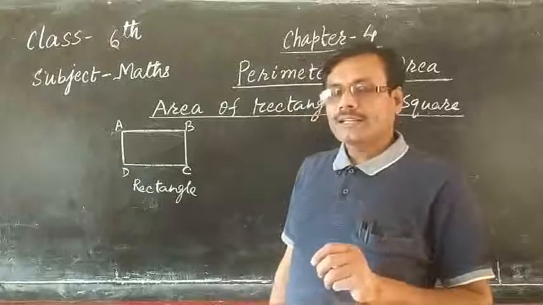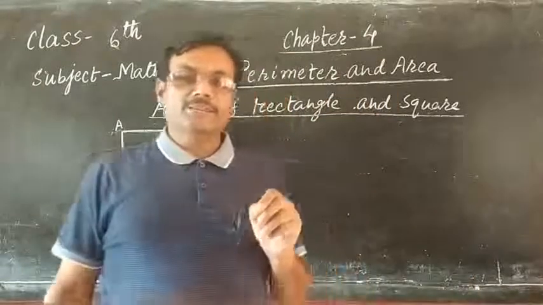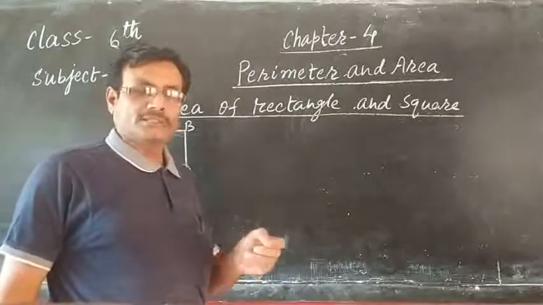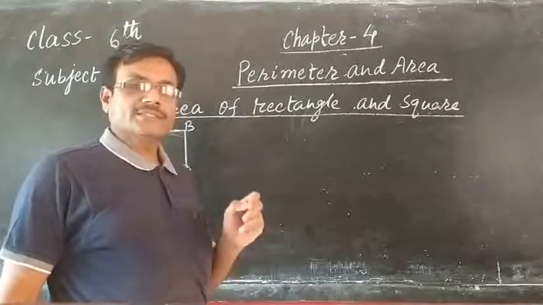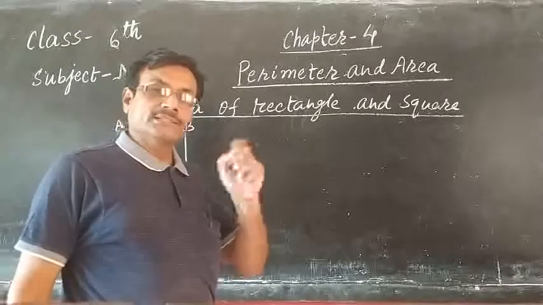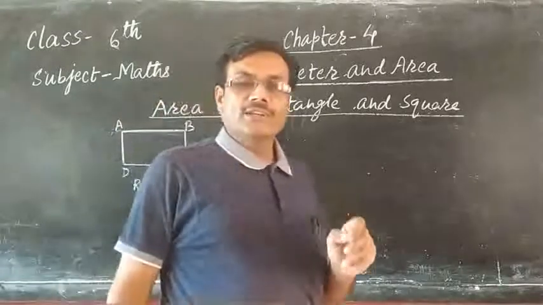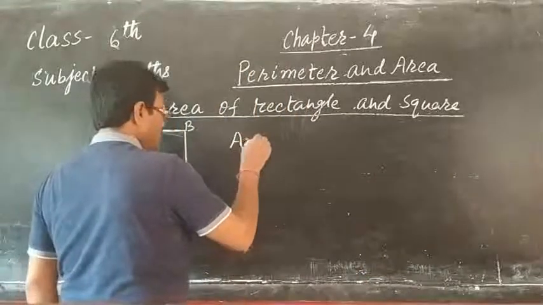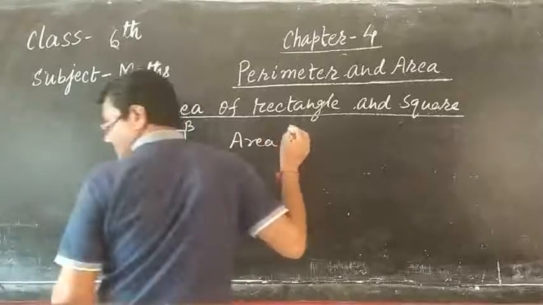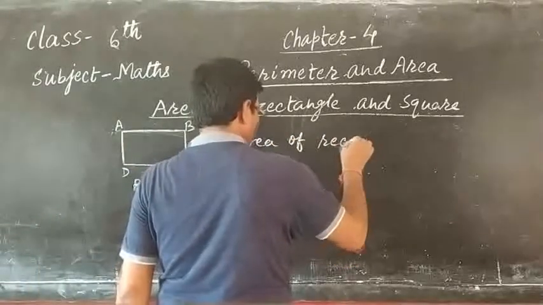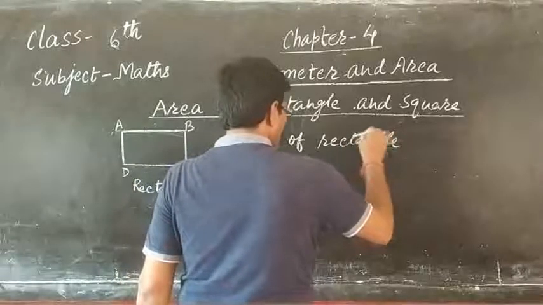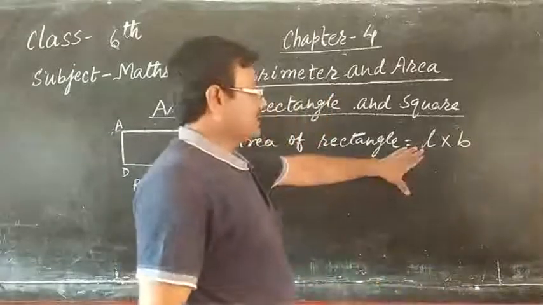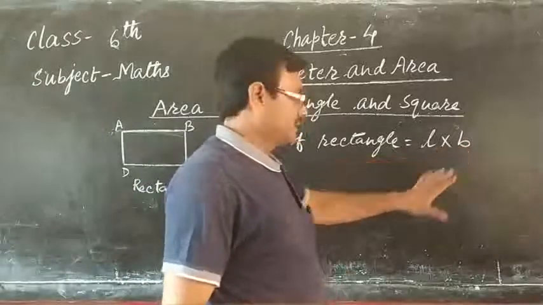Now children, to find perimeter or area, we have to learn some formulas, and these formulas will be used in the solutions. So we start the class with area of rectangle. Area of rectangle is equal to L into B. L means length and B means breadth.